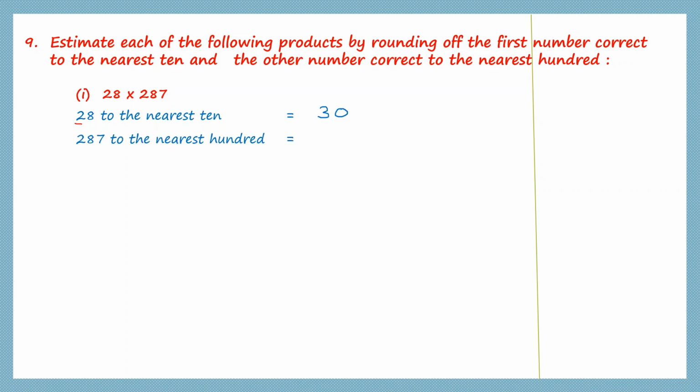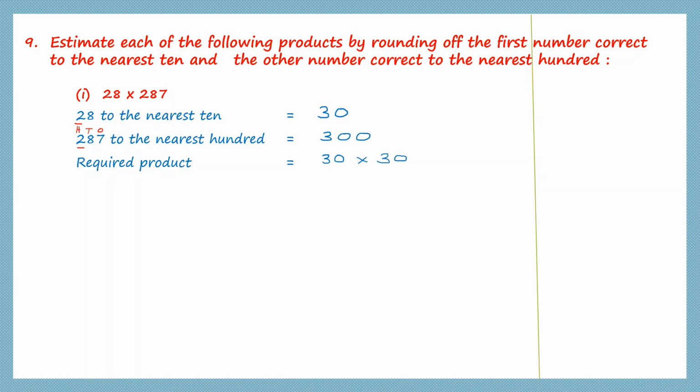287 to the nearest 100. So the digit in the hundreds place, ones, tens and hundreds, is 2. The digit to its right is more than 5. So 2 will change to 3 and the other two digits will become 2 zeros. So 287 to the nearest 100 is 300. Now the required product will be 30, that's the first number, into 300.